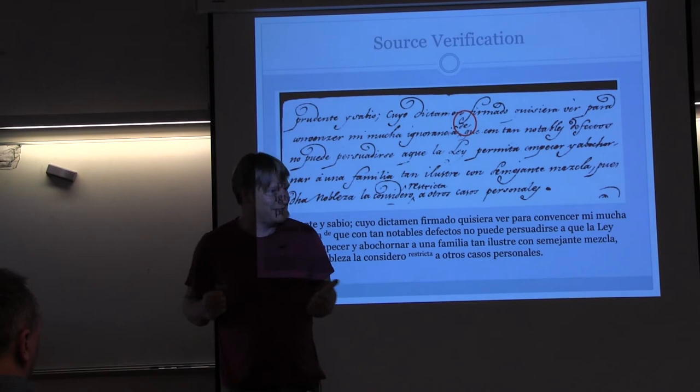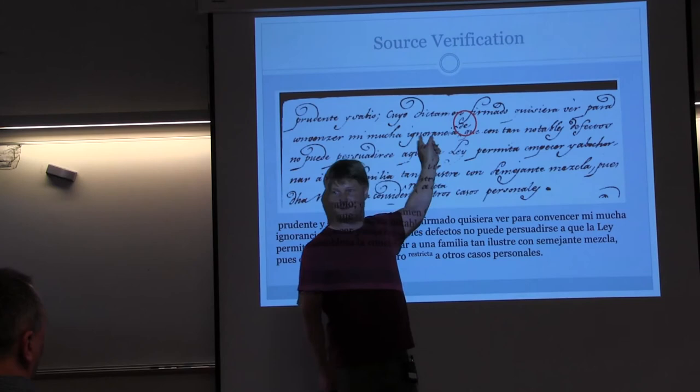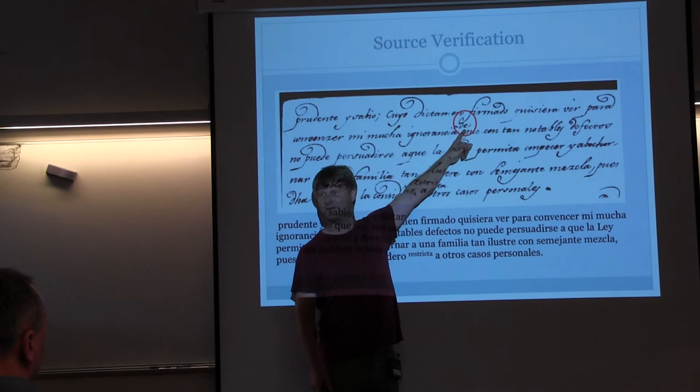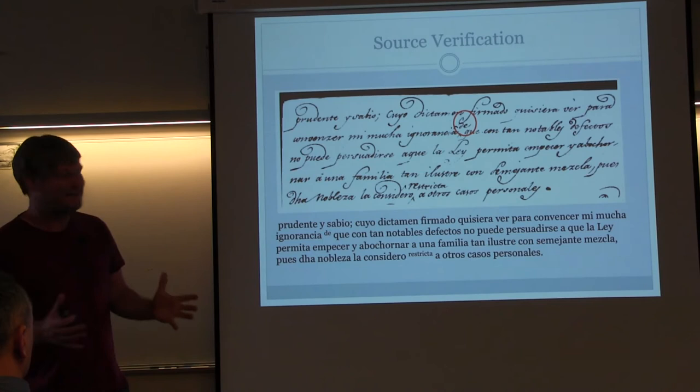And here we have a case of "mi mucho ignorancia que con tan notable efecto". So this is a case where they dropped the "de", except they then wrote the "de" before, above it. So independently of which way I choose to go, whether I include that "de" in my corpus or I exclude it, both of them are wrong, because it's there and it's not there at the same time. Obviously, she first wrote it, and then she said, oh shit, there was supposed to be a "de" here.